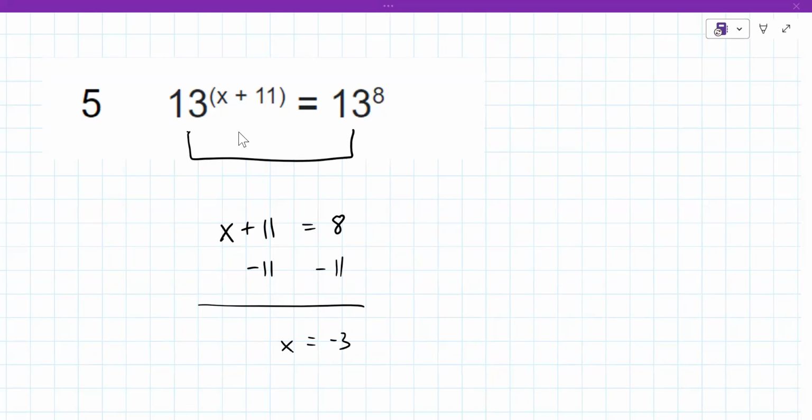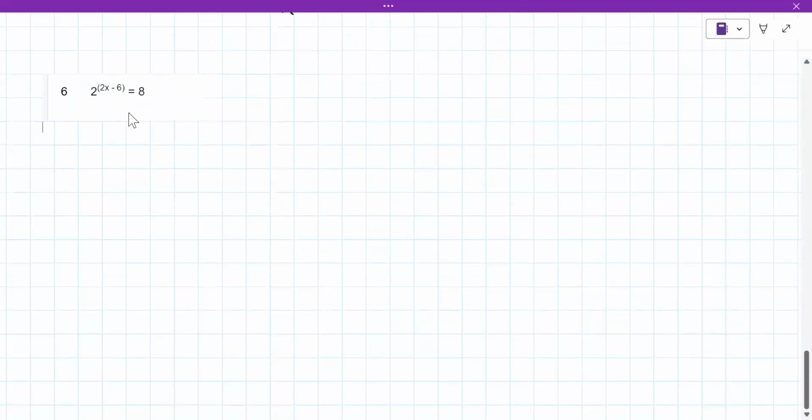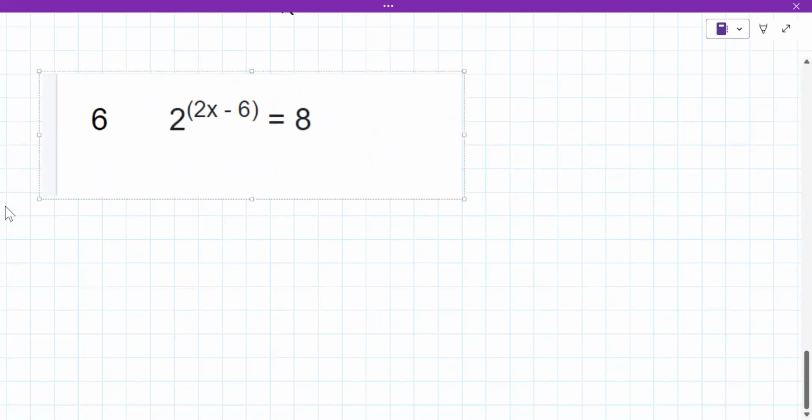I'm surprised this isn't the stop and think problem because it's much easier than any of the ones we had been doing. Yeah, I would say this is like the simplest. All right, so I'd like you to try number 6 though on your own. Let me know if you have any questions.